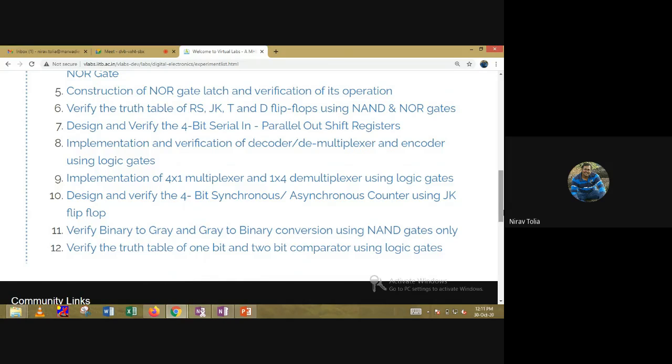So it's already covered, and then we started the experiment which is experiment number 9 in our virtual lab, implementation of 4x1 multiplexer and 1x4 demultiplexer. So in last lab we performed the experiment of the multiplexer and demultiplexer. So today we have to perform the experiment of the implementation and verification of the decoder and encoder.